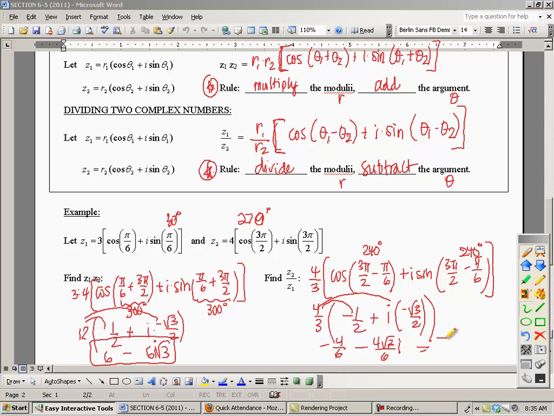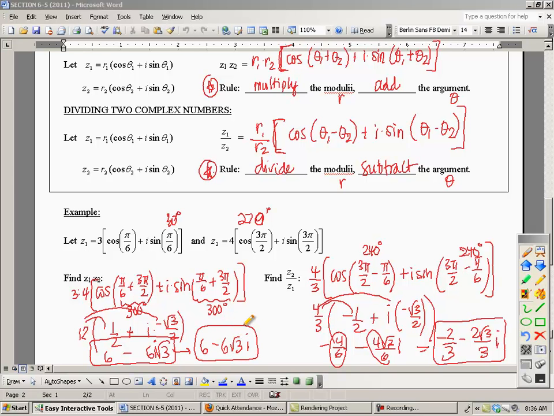You end up getting negative 2/3 minus 2 square roots of 3 over 3 i. So you're taking this and reducing these numbers in your fractions. Again, the i goes at the end because you want it in a plus bi form. In this case, if you look at the one before it, if you said negative 4/6 minus 4 square roots of 3 i over 6, that would be okay too.